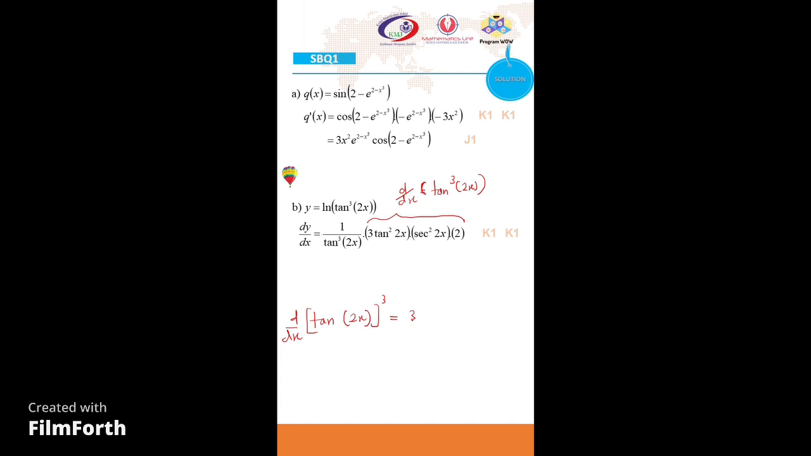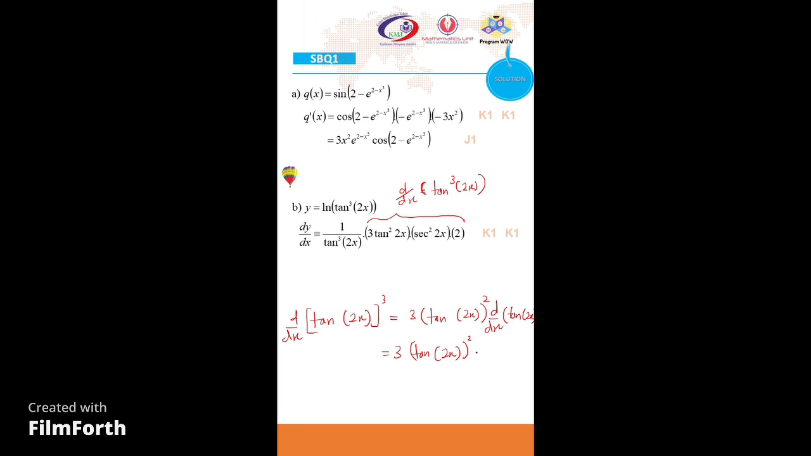So power bring in front, and then copy down the function inside the bracket, and then power less 1, and then you need to differentiate inside the bracket, which is tangent x. So 3 tangent x power of 2.